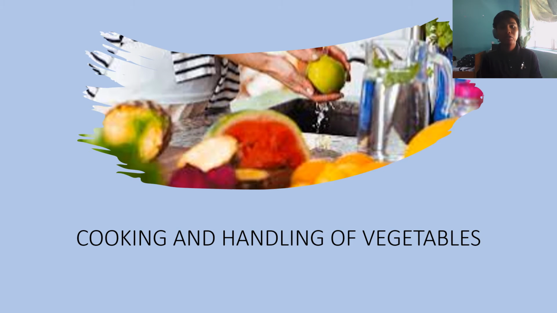Now I'm going to continue with cooking and handling of vegetables. Why is it important to handle vegetables carefully? During the growing phase, vegetables and fruit may be contaminated by soil and water. After vegetables and fruit are harvested, those products pass through many hands, which increases the contamination risk. Contamination can also occur once the product has been purchased, during food preparation or even during storage.